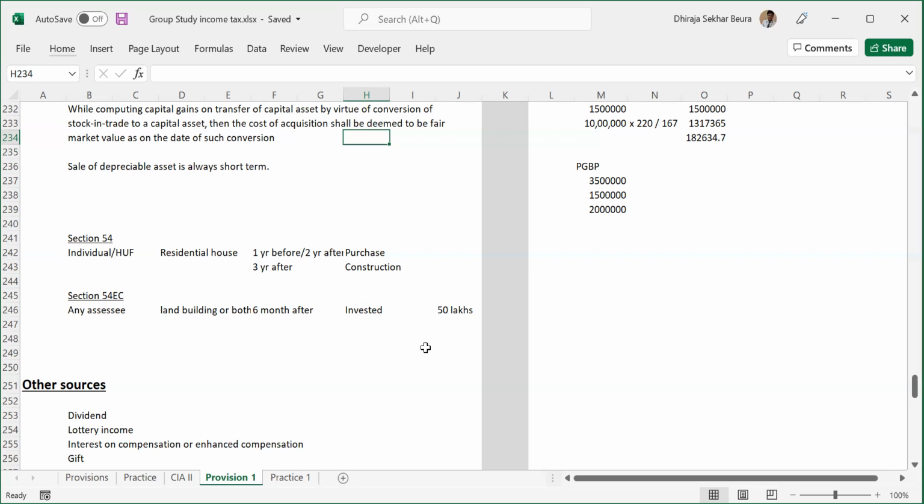I'll repeat what I just said. There is a time limit. When do you purchase another residential house in order to claim benefit under this section 54? If you are constructing another residential house, you have to construct it within the next 3 years. If you are purchasing another residential house, you have to purchase it 1 year before the sale or 2 years after the sale. Any questions, please?